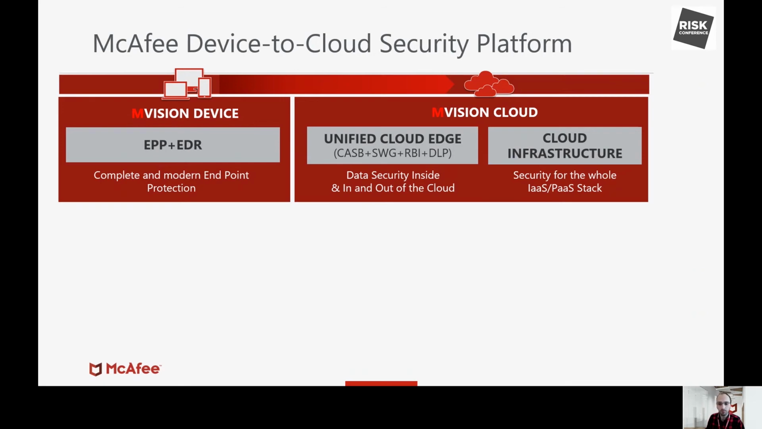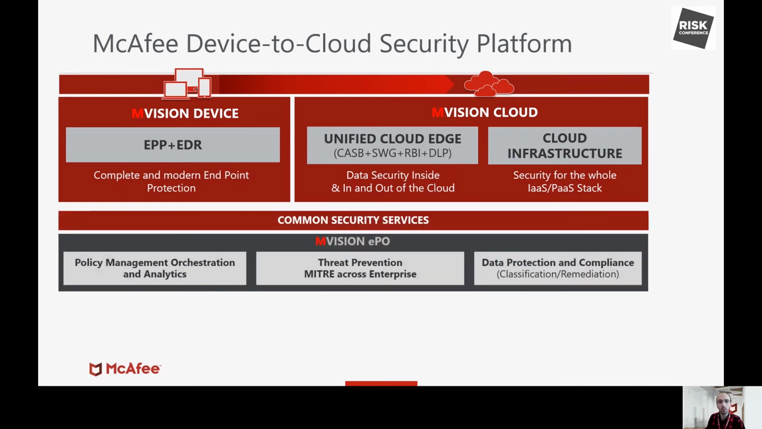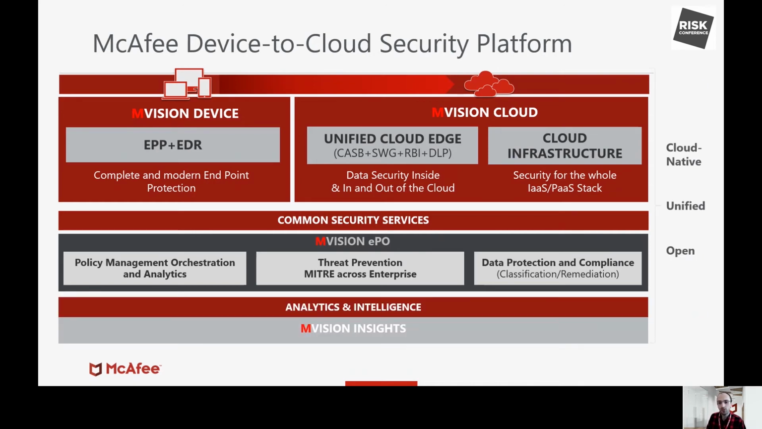Don't forget about that. Then we have the common security services, which is a layer in data protection regarding classification and compliance. We have threat prevention, thanks also to the MITRE framework that we apply to multiple products. And of course, the orchestration and the policy management, which is one of the core features of McAfee, thanks to MVISION EPO as well as generic EPO. Through our MVISION Insights that was released recently, we can fuel customers with analytics and intelligence, all coming from worldwide sensors that McAfee has deployed around the world.